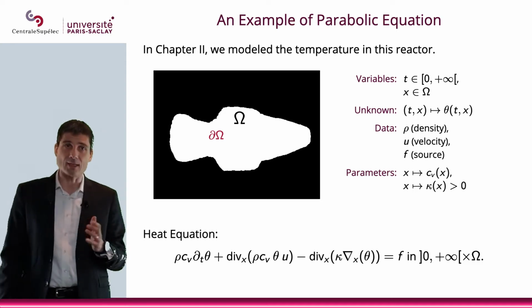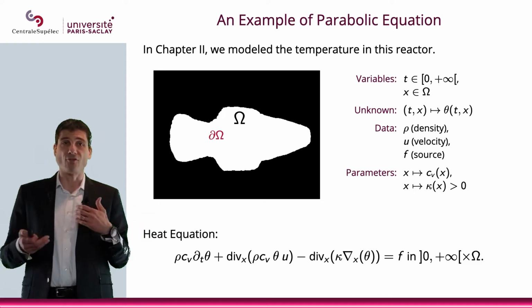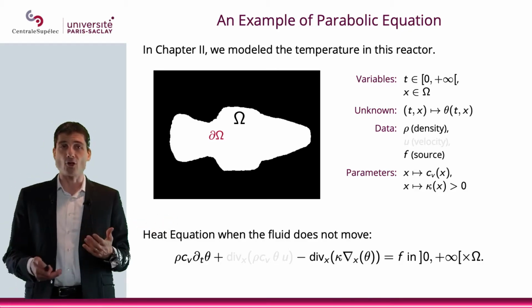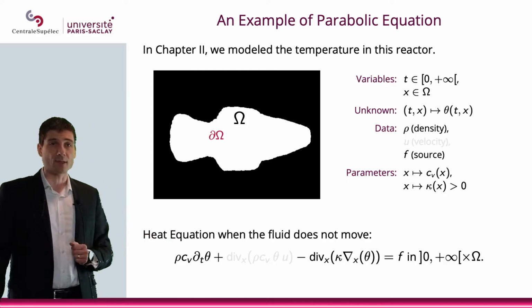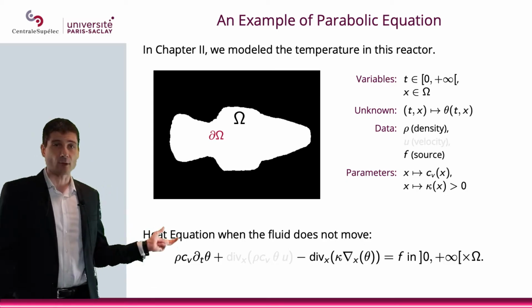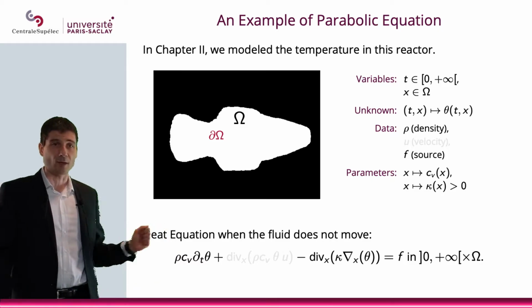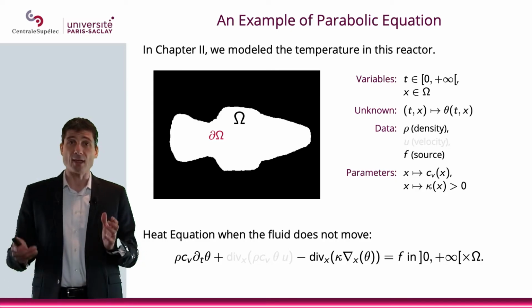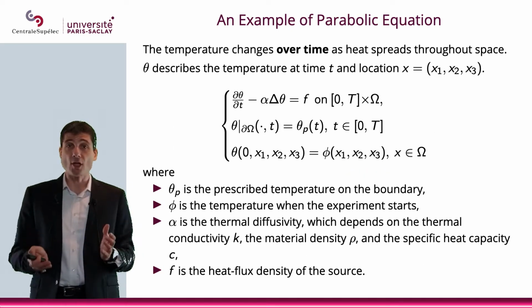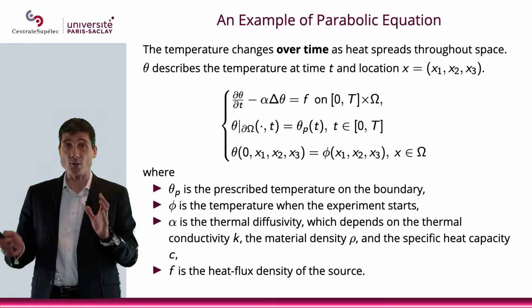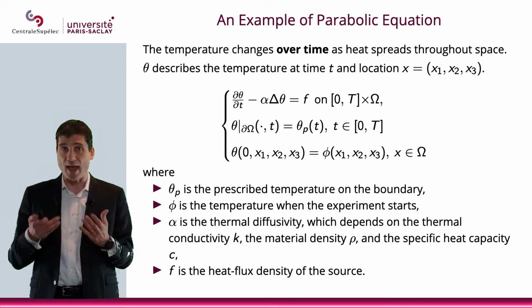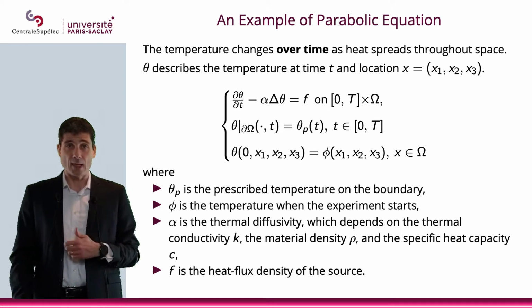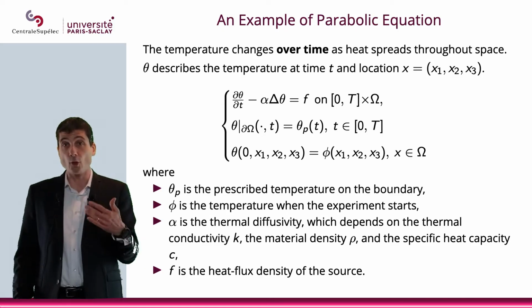Or actually, what we did is we derived the heat equation when the fluid did not move, and that was that equation here, where the divergence term of rho c theta u is actually removed. So what you're left with is this equation here. So in other words, what we have is a temperature theta that changes over time, as the heat will spread throughout space, throughout the reactor. So that temperature will change over time at a given point. And of course, it will also depend on the point where you're looking at the temperature.